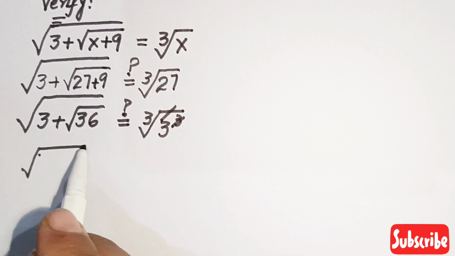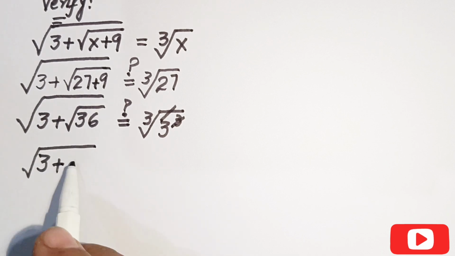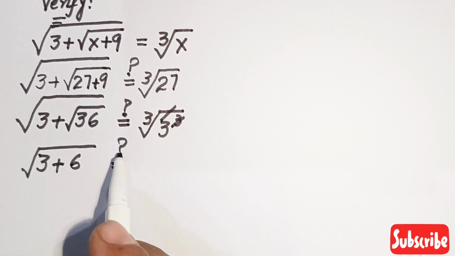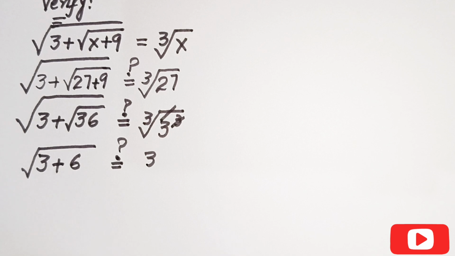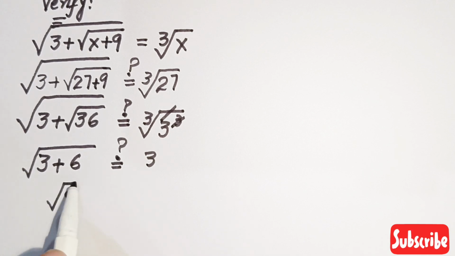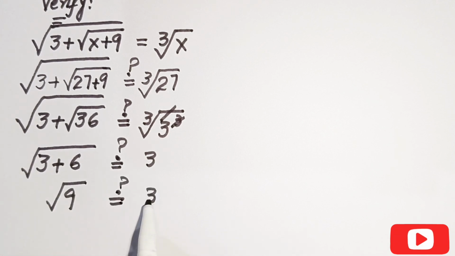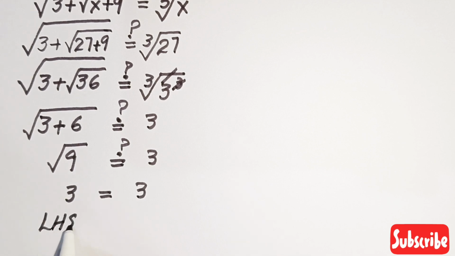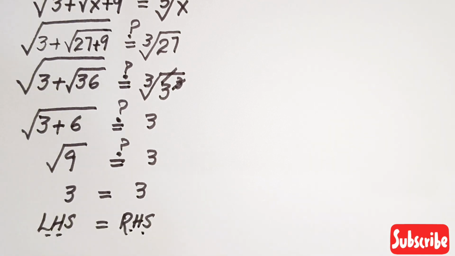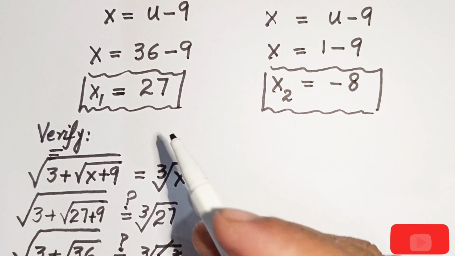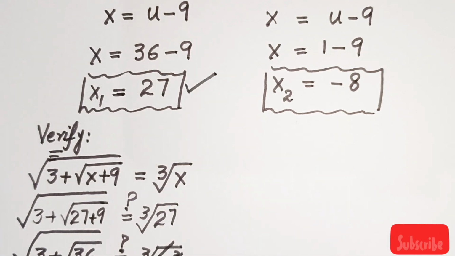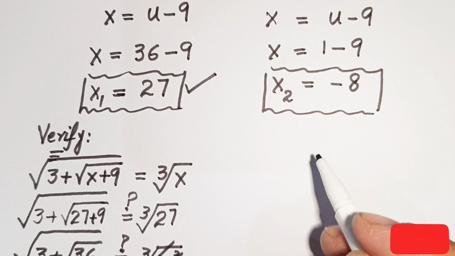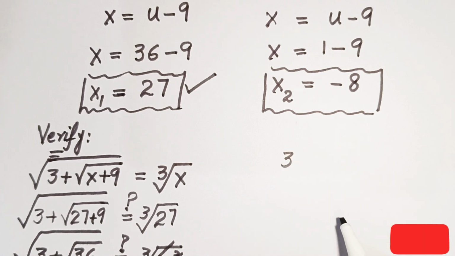So the square root of 3 plus the square root of 36, which is 6. 6 plus 3 is 9, so the square root of 9. Is it equal to 3? The square root of 9 is equal to 3. So 3 is equal to 3. Hence our left hand side is equal to right hand side. So this value of x is valid for this problem, that is x1 is equal to 27. It is valid.